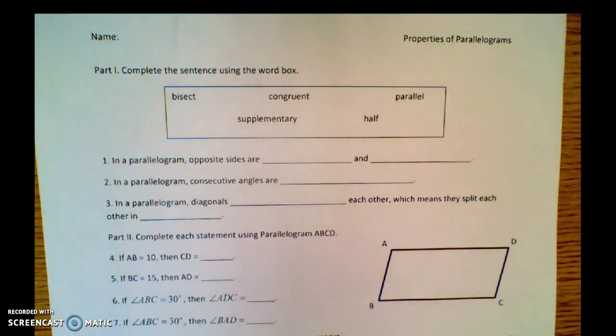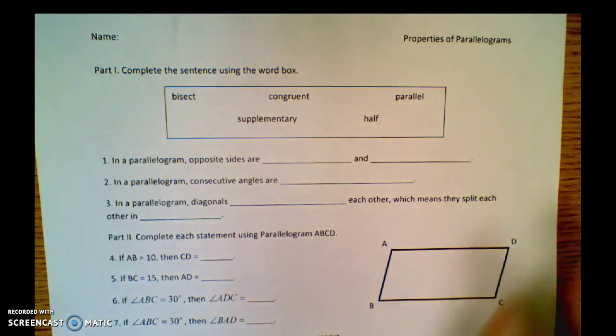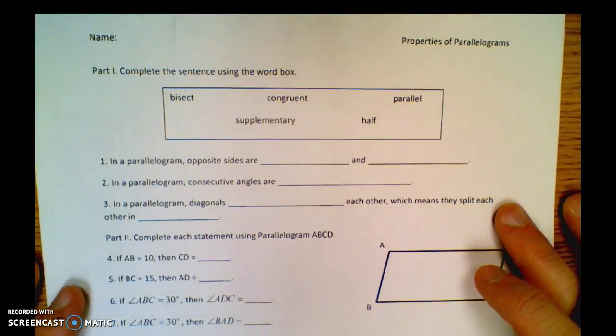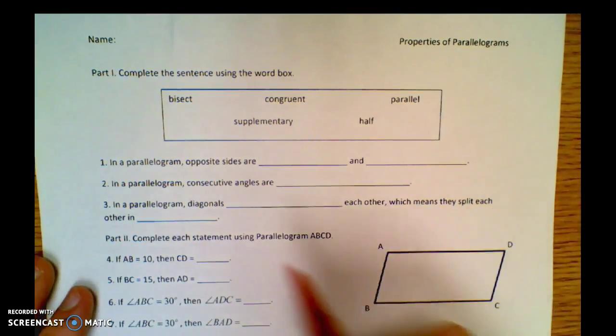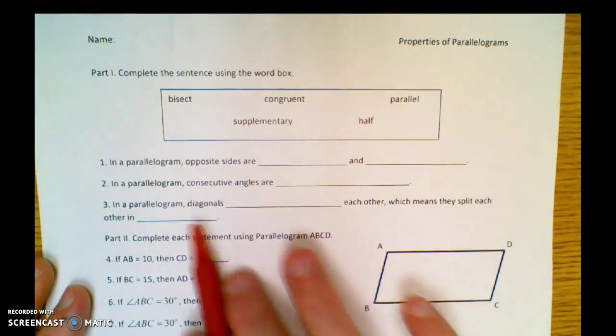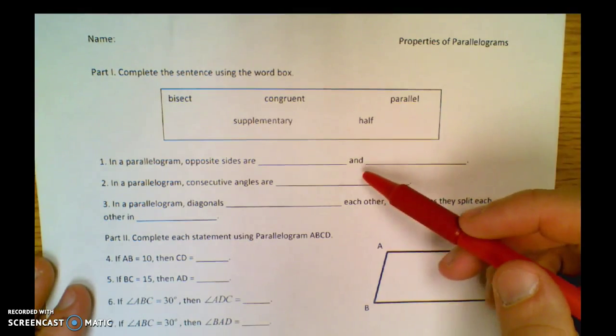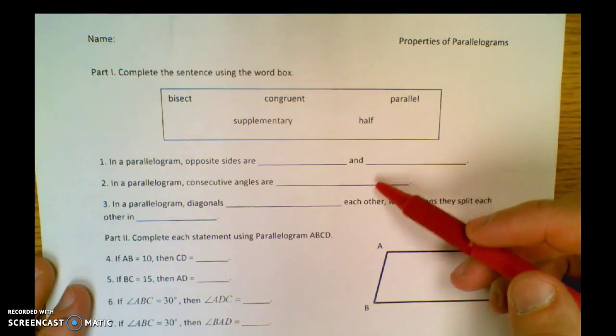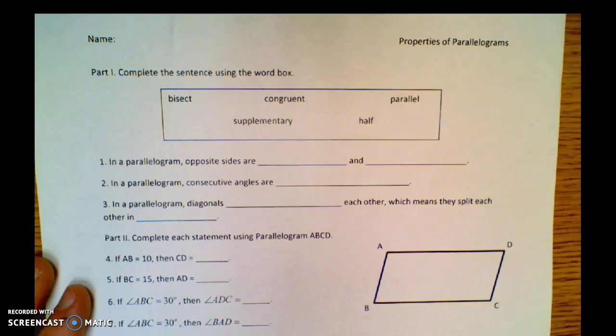In this lesson, we're going to look at the properties of parallelograms and apply them in order to find missing values such as side lengths or angles. So let's review some of the properties that we know about parallelograms. First off, we're going to use the word box to help us complete the sentences, and then use these definitions that we're continuing with to answer the questions below.